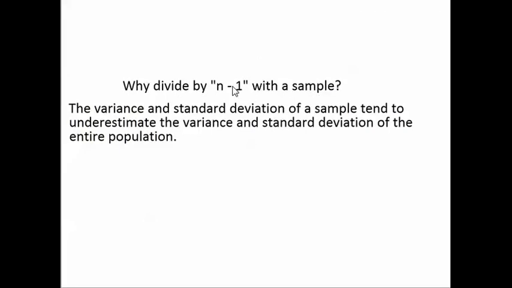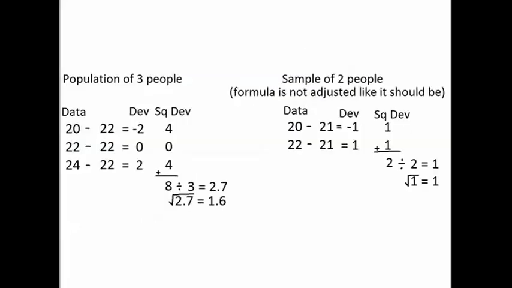Let's now look at a demonstration of how the n minus 1 adjustment helps to prevent the variance and standard deviation of the sample from underestimating the variance and standard deviation of the entire population. Let's look at this demonstration right here. Here we have a population of 3 people, and over here I've selected 2 out of the 3, these 2 people, to be a sample of the population.